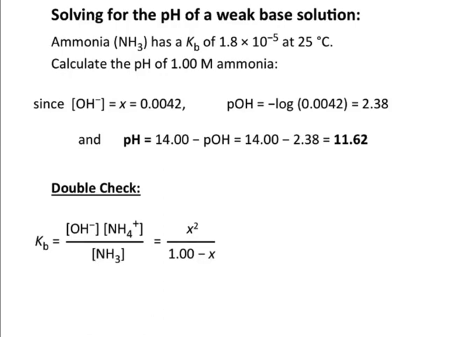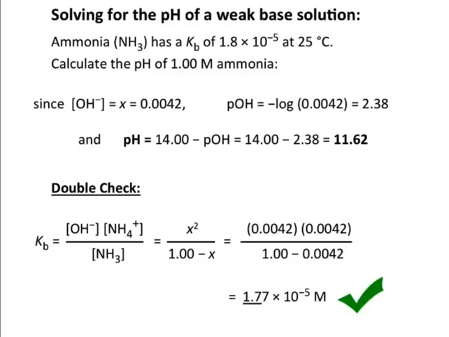The other thing we should do is double check, because who knows, maybe you solved for x incorrectly. This one was pretty straightforward, but say you went through a quadratic, you definitely want to double check. You have your formula for Kb. From the previous slide, here's what the outcome was. Let's plug x into this, and then when you compute it, you get 1.77 times 10 to the negative fifth, which is pretty much 1.8.